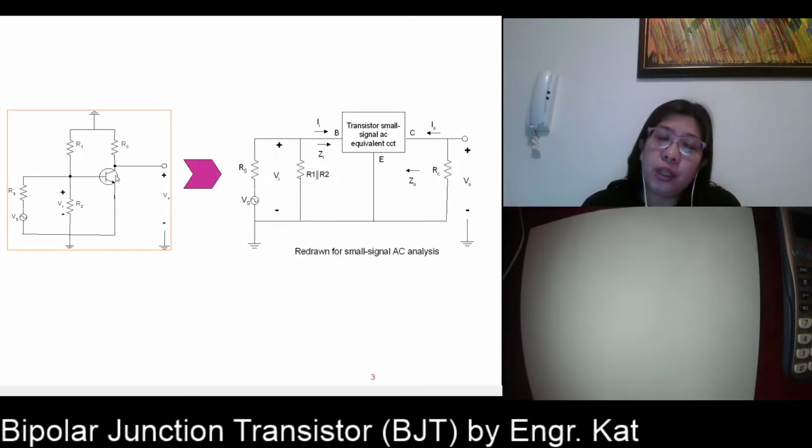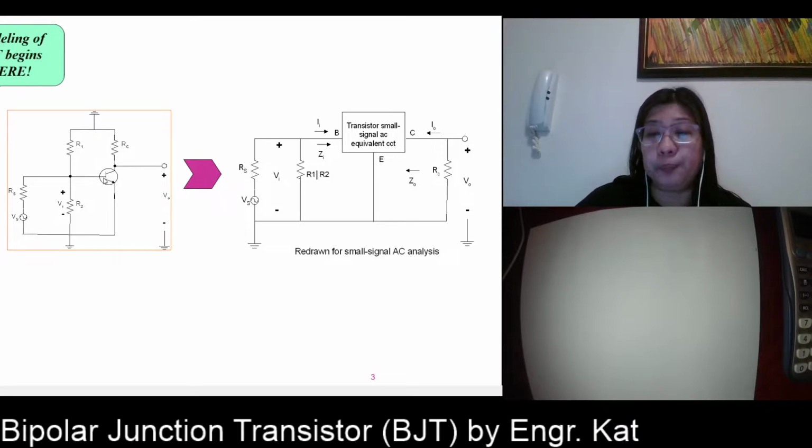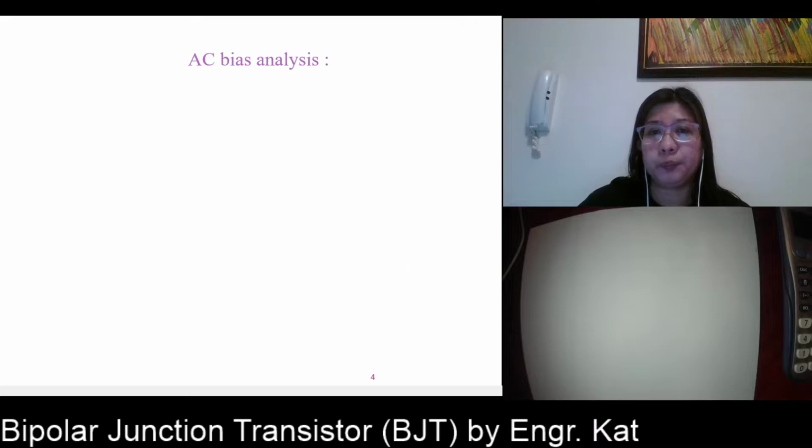For this discussion, we are now going to replace this short transistor. We use this in your DC analysis. However, we will be getting the equivalent circuit for your transistor. So how are we going to model it? How are we going to get the characteristic of this transistor here? Our modeling of the BJT begins here. We have two types of model, either the RE model or the hybrid model.